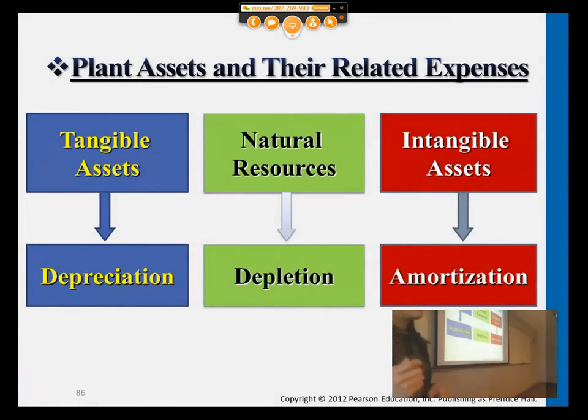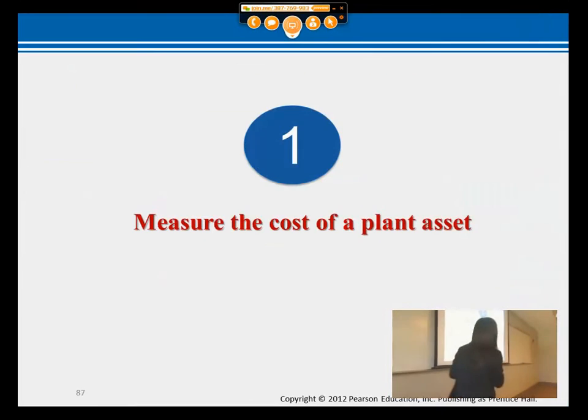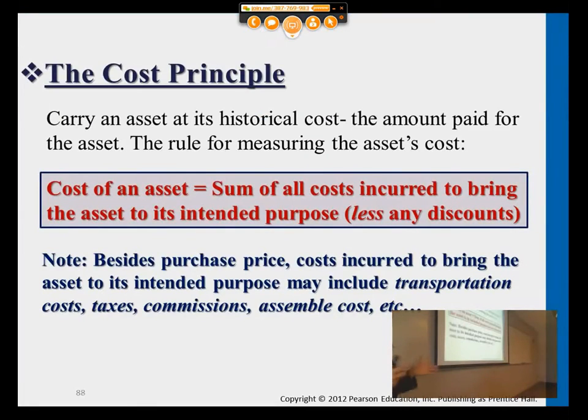Okay, any other questions before I move on to measuring the costs of different pieces? In terms of measuring the cost of plant assets, before we go into how to depreciate the asset, we have to know what to depreciate. What is the amount to depreciate? Meaning, what was the original historical purchase price of different types of assets? So this goes back to the cost principle.